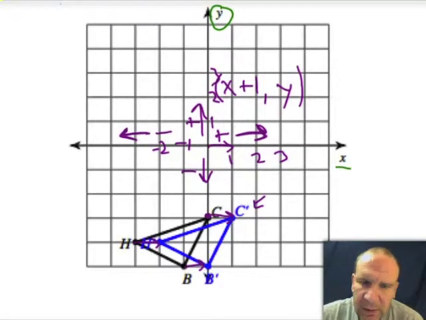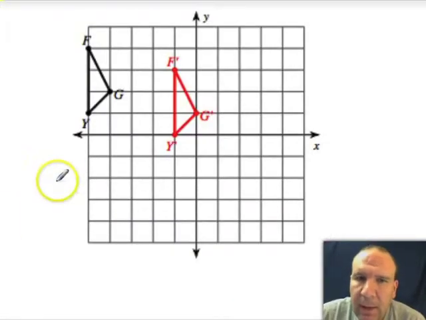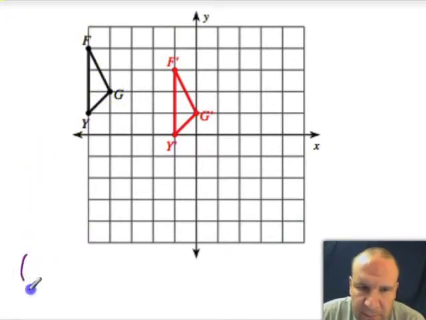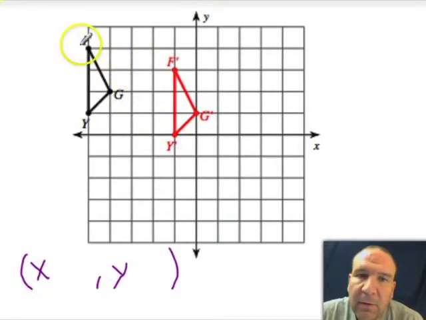So let's do another one together. So let's take a look at this one. And let's start it out. So let's write the rule together. Okay, I'm just going to start it out. And I'm going to have x, I'm going to put a comma here, and I'm going to have y, and let me put this here. So here's the original, right here. And we end up going here.